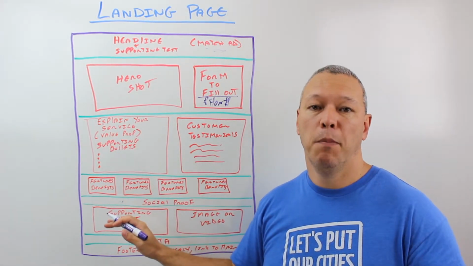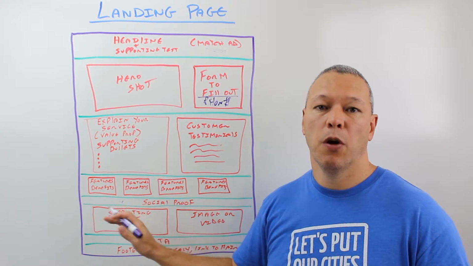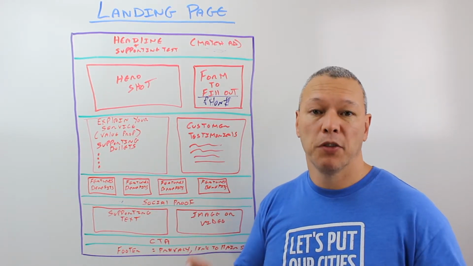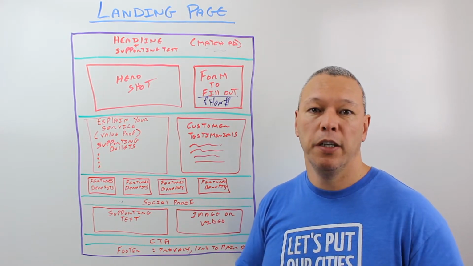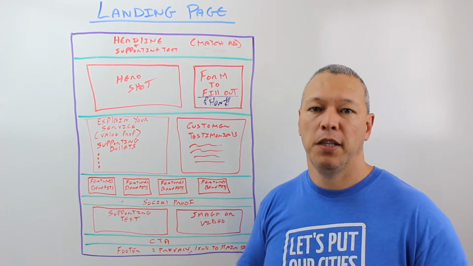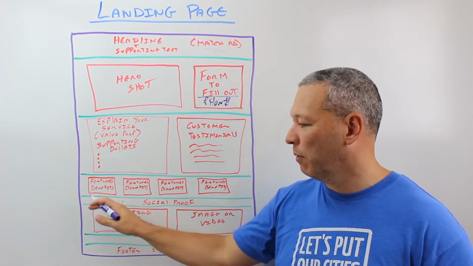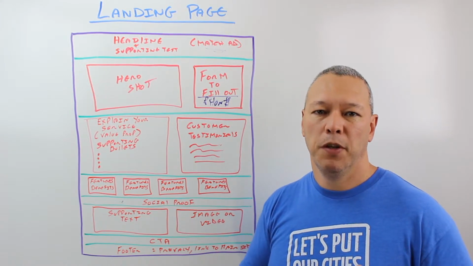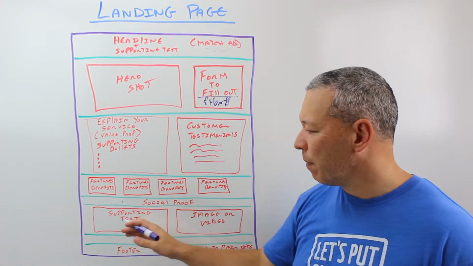Maybe it's popular name brand clients that you work with now or customers that you have now. It could be something about social media. Maybe you have a huge following, join 500,000 other people on our Facebook page or something like that. Anything to show some credibility that lots of other people are happy with your business and your product and service.